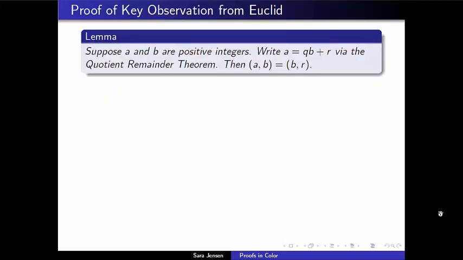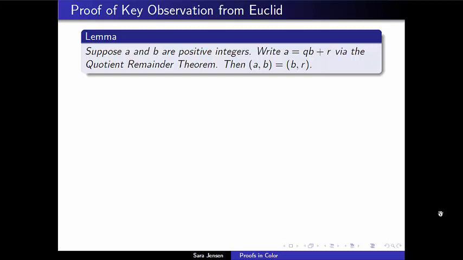The lemma that we'll be proving today is something that became apparent to us in our previous videos. It's a key fact that's important to prove that the Euclidean algorithm works as a mechanism for finding the greatest common divisor of two integers. And the lemma is as follows.